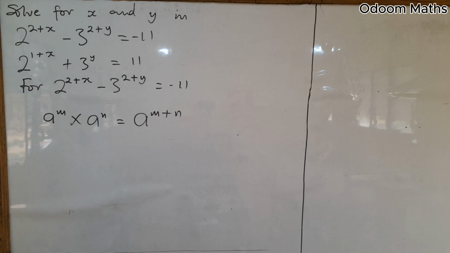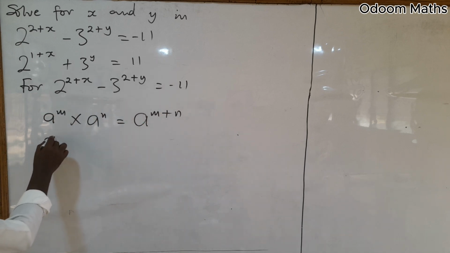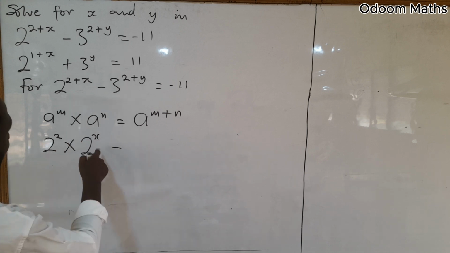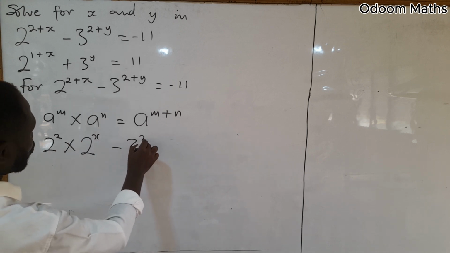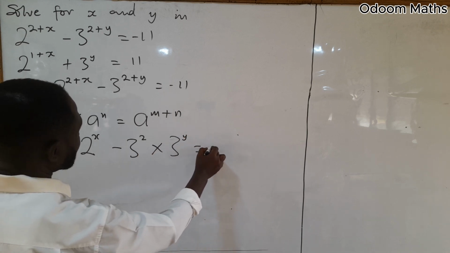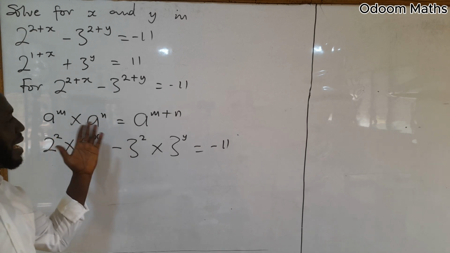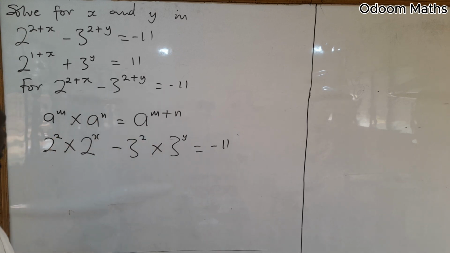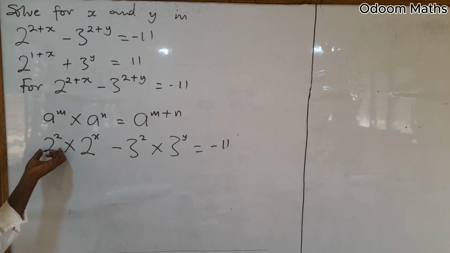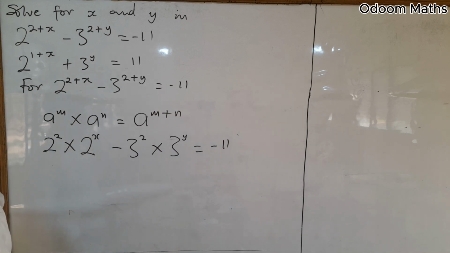Then it means that we can rewrite this as 2 to the power 2 times 2 to the power x minus 3 to the power 2 times 3 to the power y equals negative 11. So we are just applying the first law of indices. Now look at this situation. So we can change this one to 4 and this one to 9 and then continue with the rest.